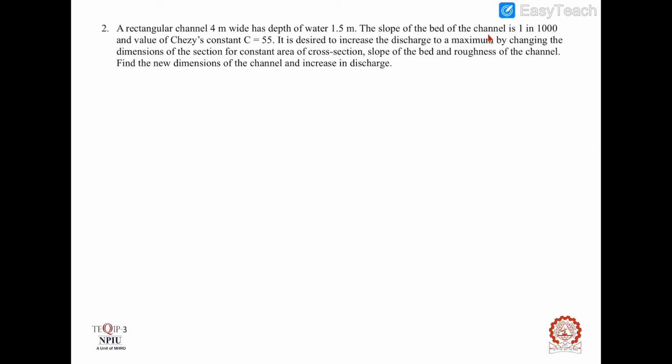The bed slope is also given. Let's write these parameters. B is equal to 4 meter, depth of flow is 1.5 meter, the bed slope of the channel is 1 in 1000, and also the value of Chezy's constant C is 55. Now what is asked in this question? It is desired to increase the discharge to a maximum.